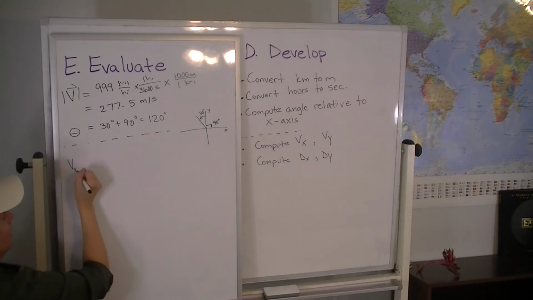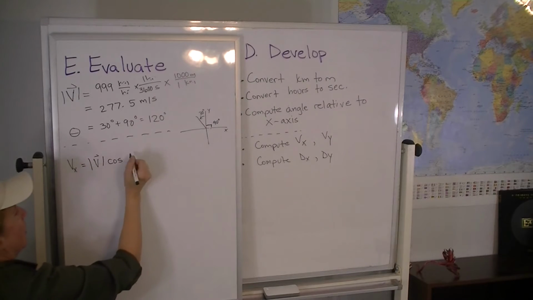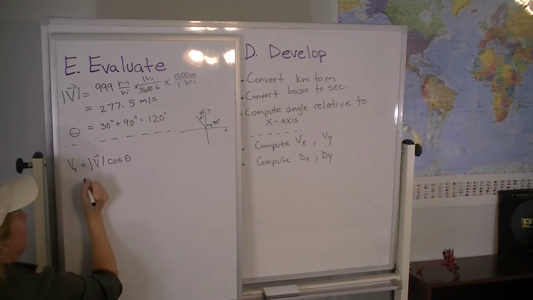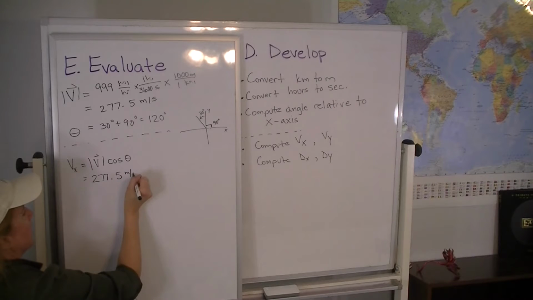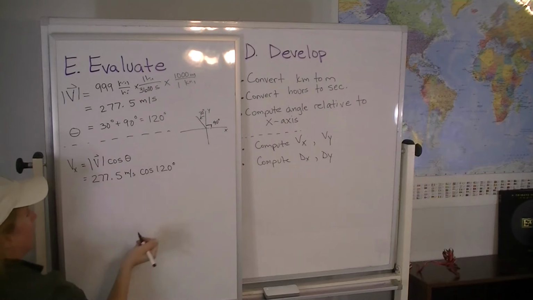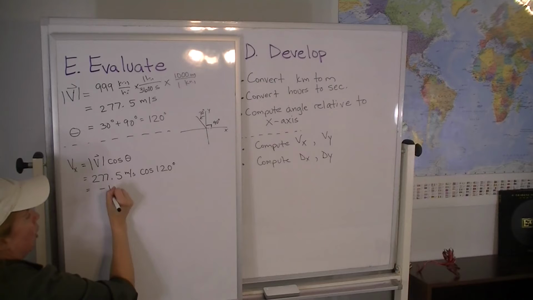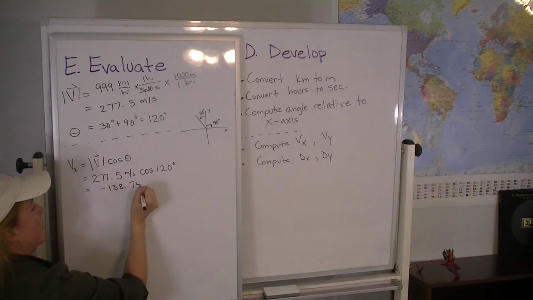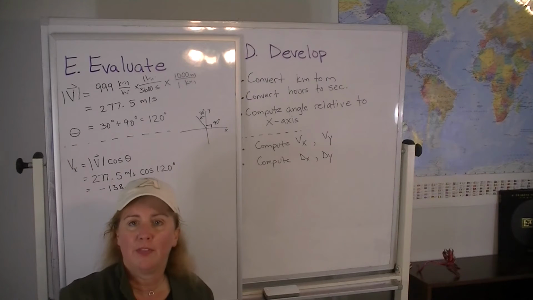The x component is going to be equal to the magnitude of the velocity vector times the cosine of the angle. And so that's going to be equal to 277.5 meters per second times the cosine of 120 degrees. And that is going to give us an x component of negative 138.75 meters per second.